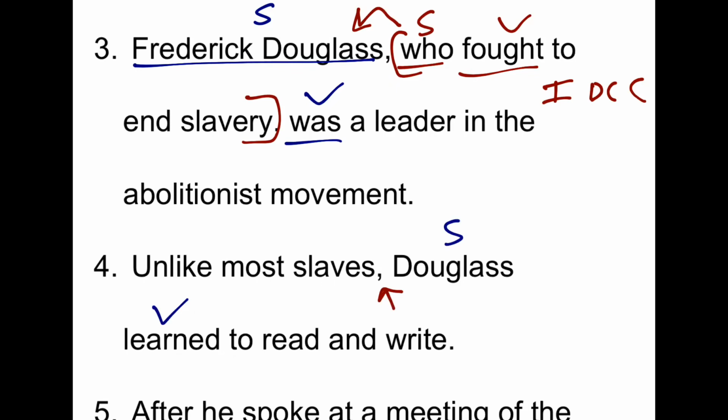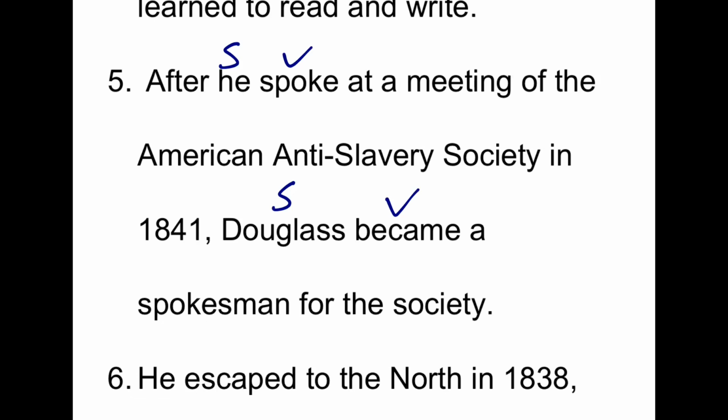In number 4, Douglas learned is the subject verb. This comma here can be confusing. It might make us think that the first couple of words here are a separate clause. But actually, this is just modifying Douglas. There is not another subject verb, so this sentence is a single independent clause, and we would call this a simple sentence. In number 5, he spoke and Douglas became are the subject-verb pairings. We see this word after functioning as a subordinating conjunction, because if you try to say, after he spoke at a meeting of the American Anti-Slavery Society in 1841, something is missing.